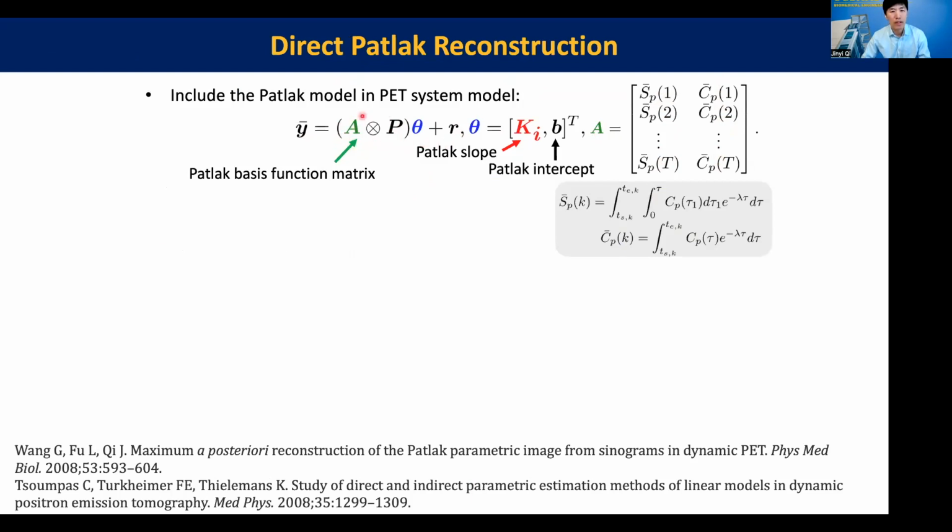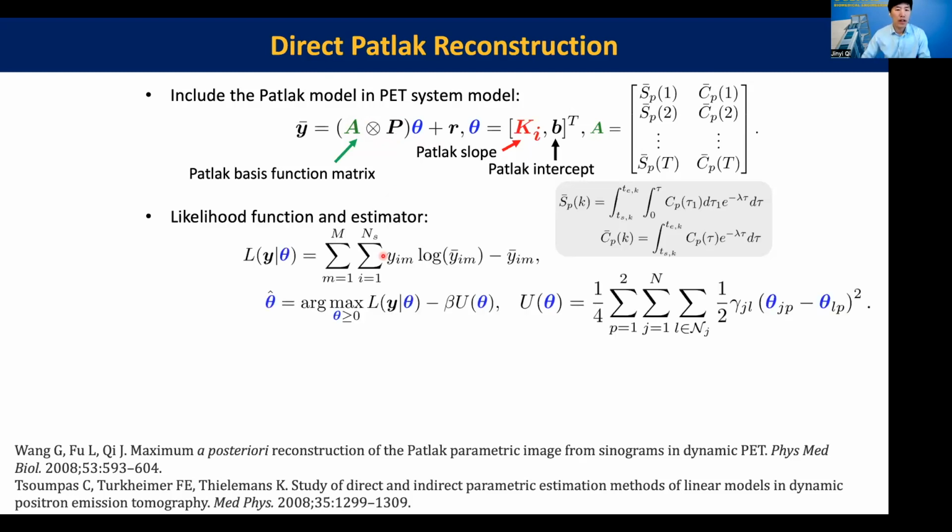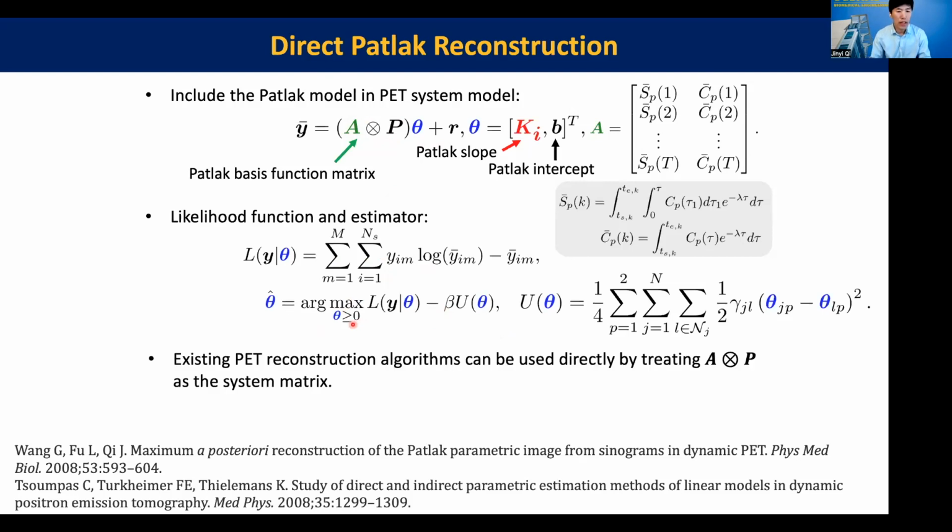If we just consider this as a single matrix, this looks like the same imaging model as static PET reconstruction. So then we can formulate the likelihood function with the same Poisson distribution, and perform this penalized maximum likelihood estimation using any existing PET reconstruction algorithm, as long as we treat the Kronecker product of A with P as a single projection matrix.